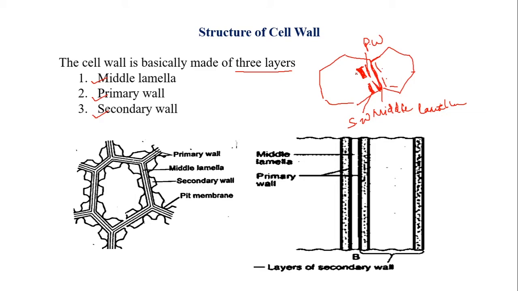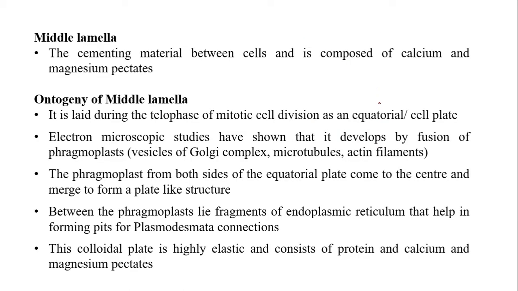In certain cases, another layer of wall is laid down towards the secondary wall or inner to the secondary wall, which becomes the tertiary wall. Tertiary wall is not seen in all plants or all the cells. It is seen only in certain cells. Let us see what the middle lamella is made up of. The middle lamella is composed of calcium and magnesium pectates.